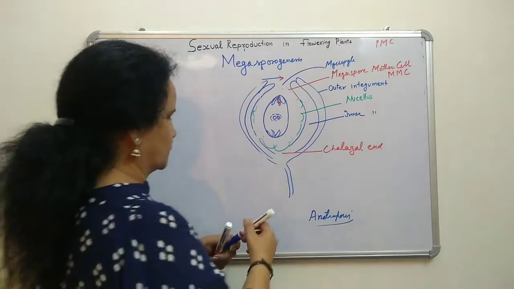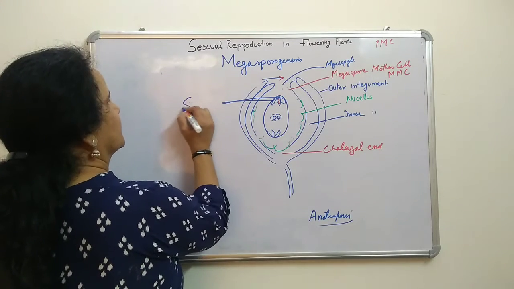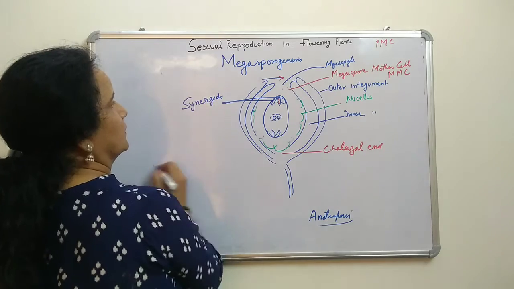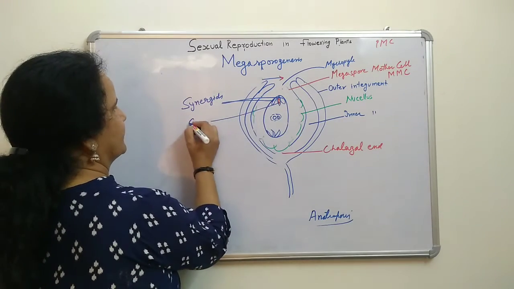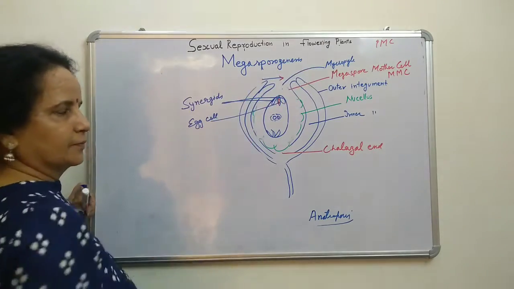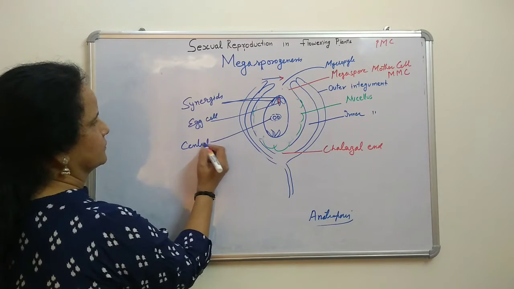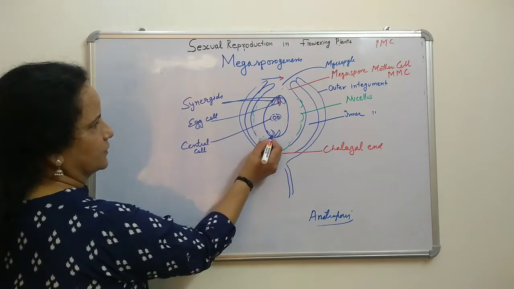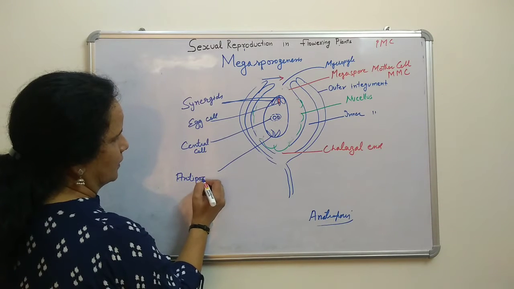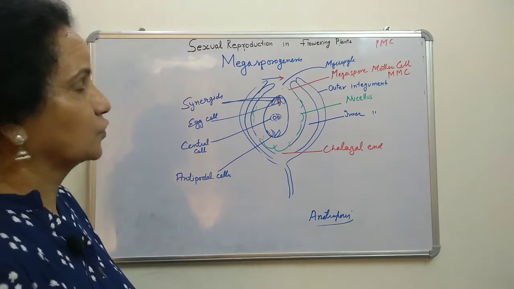See here that one. First of all, this is called synergids. Now this one is called egg cell or egg apparatus. Egg cell. Combined it is called egg apparatus. This is called central cell. These are antipodal cells here.